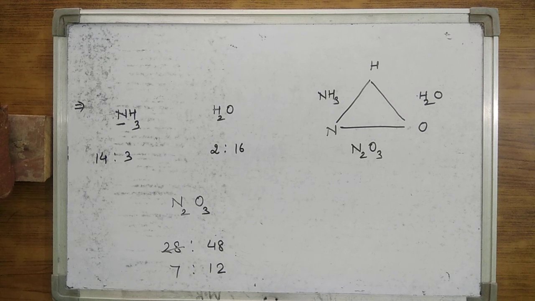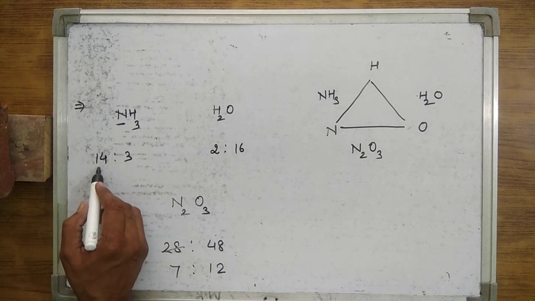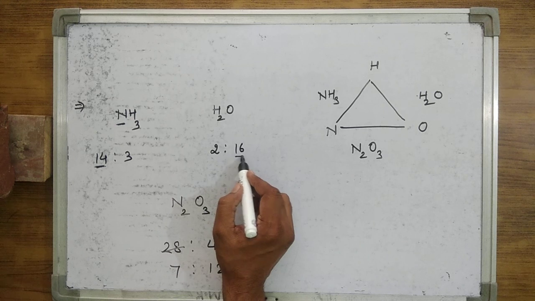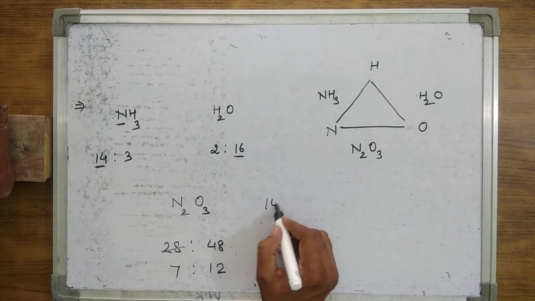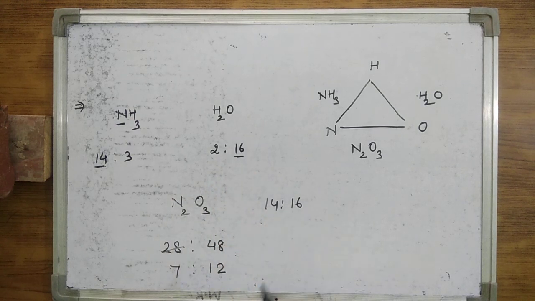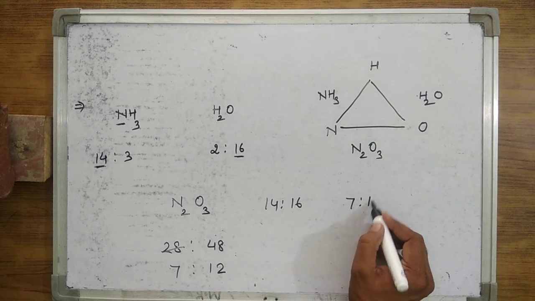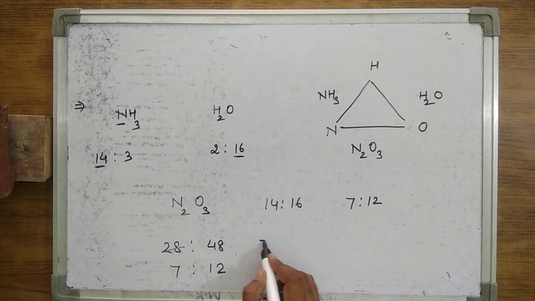7:12. 4 sevens are 28, 4 threes are 12. The ratio of nitrogen 14 and oxygen 16 is 14:16. And when they combine to each other, it is 7:12.